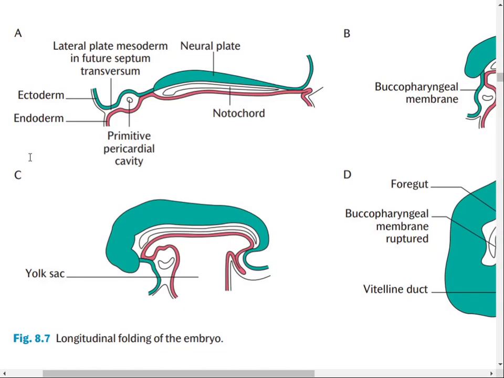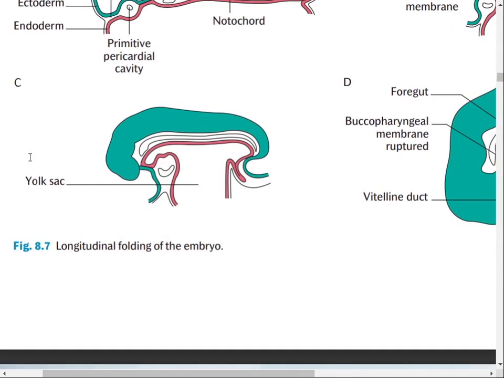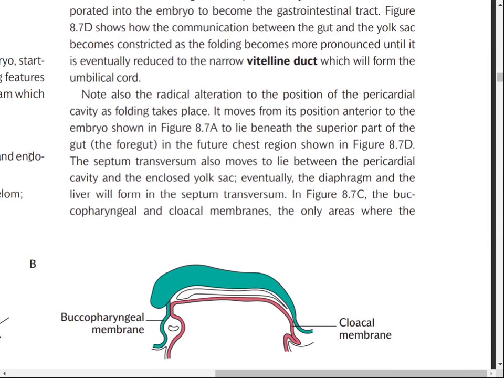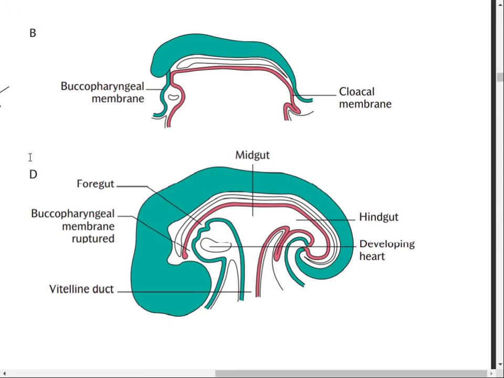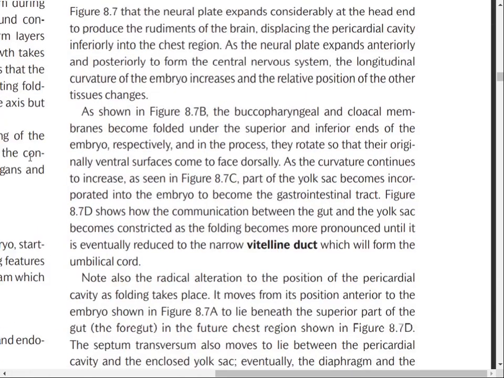Neural plate, notochord, primitive pericardial cavity, ectoderm, endoderm, yolk sac, longitudinal folding of the embryo, buccopharyngeal membrane, cloacal membrane, midgut, foregut, hindgut, developing heart, buccopharyngeal membrane ruptured, vitelline duct.